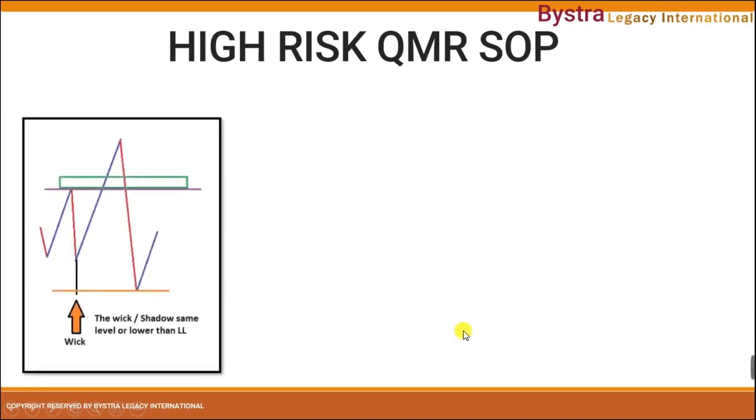Now the last one, as we can look here, the shadow is almost equivalent to the lower low, or even lower than the lower low. It looks like a very beautiful QM pattern as well. We have the left shoulder, we have the high, low, higher high, lower low. But this shadow, this is what we don't want it to be.